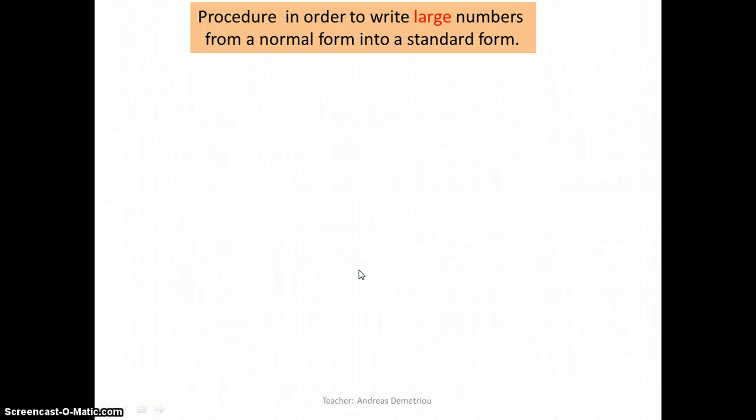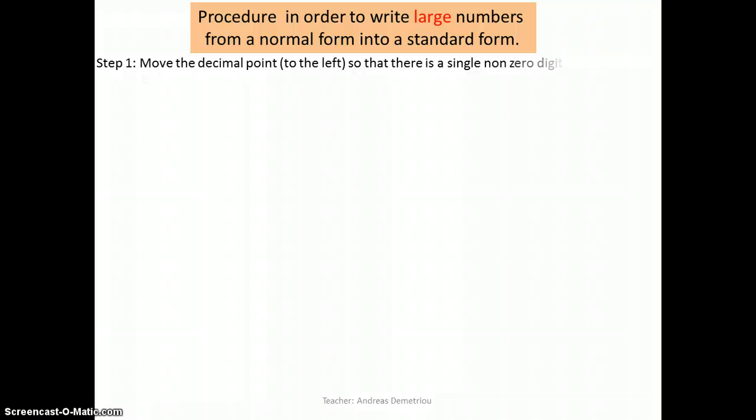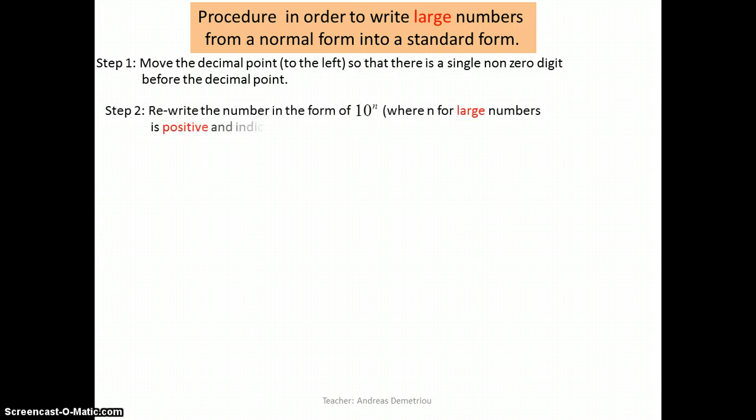The procedure in order to write large numbers from normal form into standard form. Step 1, we need to move the decimal point to the left in this case, so that there is a single non-zero digit before the decimal point. And then we need to rewrite the number in the form of 10 to the power of n, where n for large numbers is positive and indicates the movement of the decimal point.